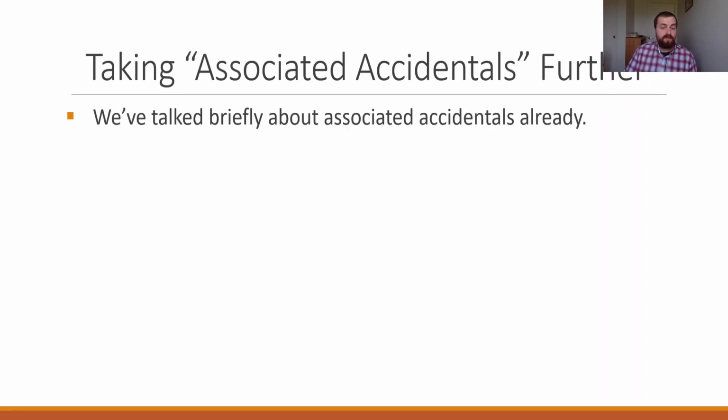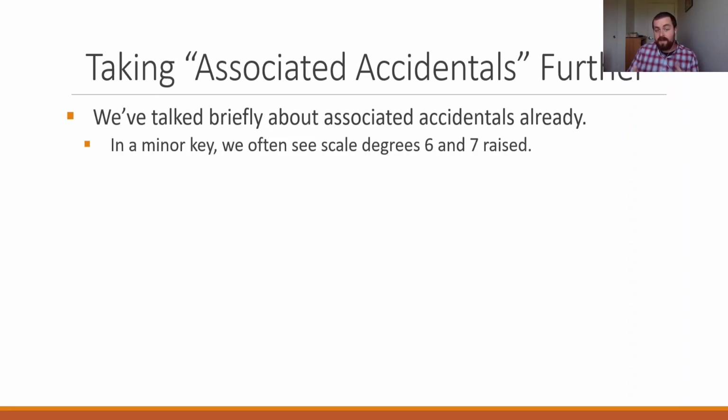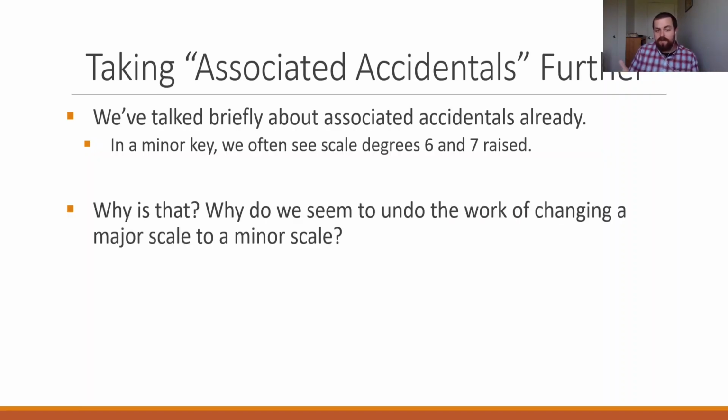So, we've talked briefly about associated accidentals already. Specifically, in a minor key, when we raise degrees 6 and 7. A question that often comes up is why would we do that? If we're thinking of starting from a major scale and then going to a parallel minor scale, we would be lowering 3, 6, and 7. So, why would we just lower 6 and 7 to raise them back up again? Why would we undo the work?